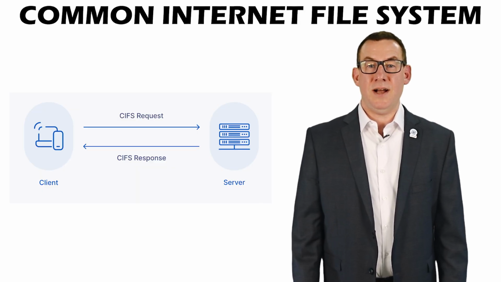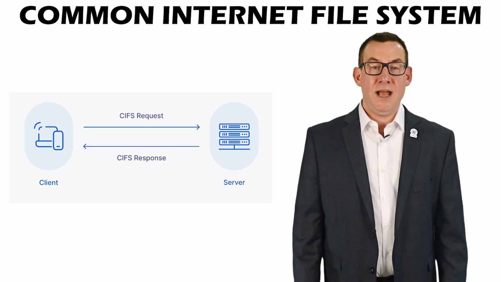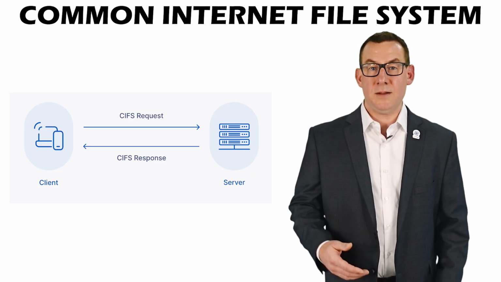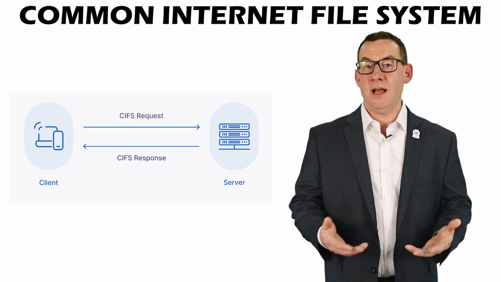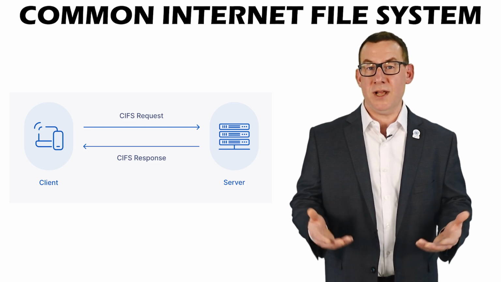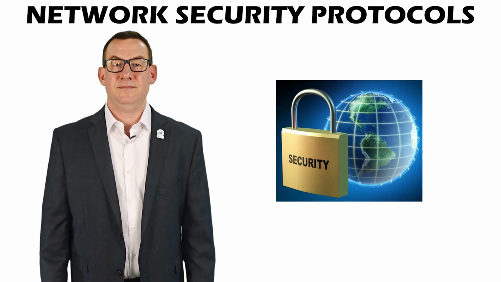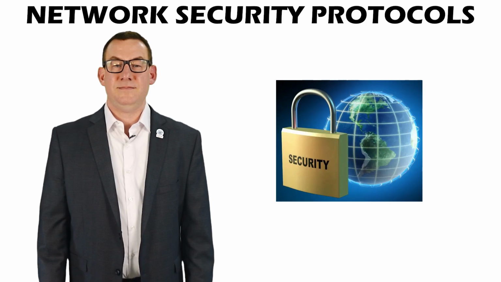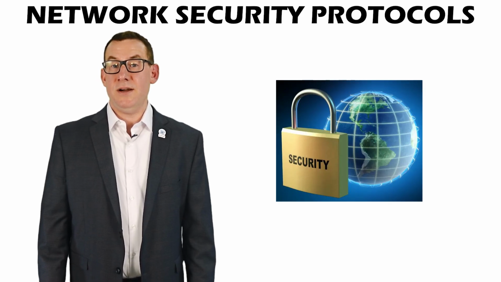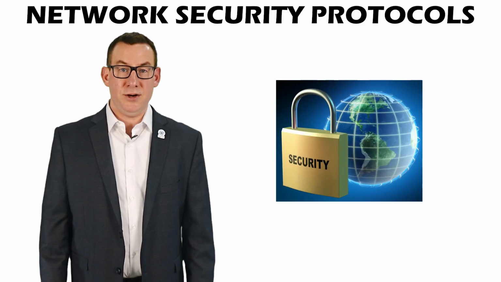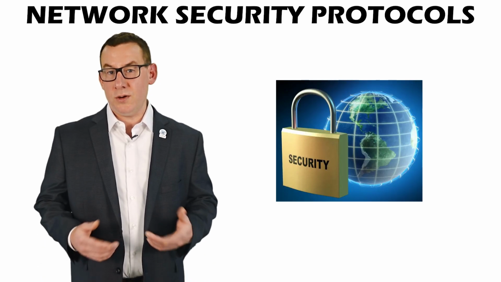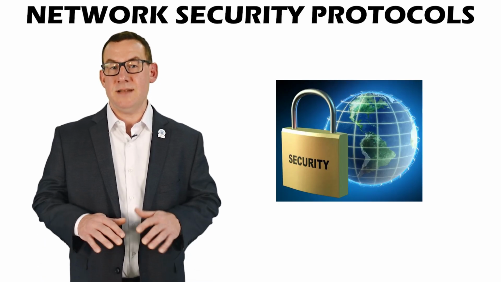A Common Internet File System, or CIFS. A Common Internet File System is a version of server message block optimized for use over the Internet for collaboration across locations. File sharing is great, but only if it's secure. Let's take a look at the protocols that keep our GIS data safe online.